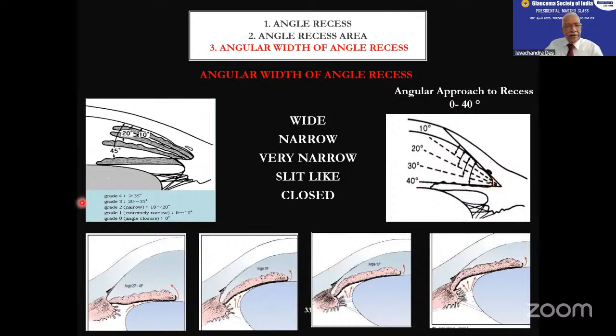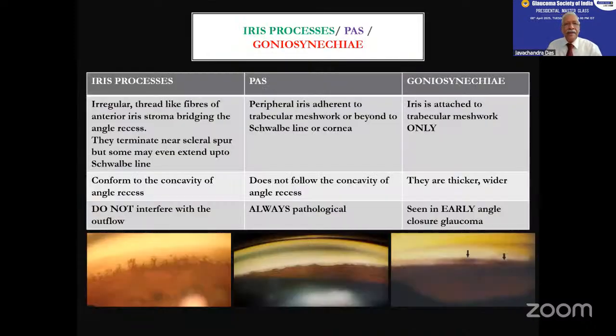If I show you the diagrams, this is the angle, which is 20 to 40 degrees. The recess is open. This is narrow, it is 20 degrees, and this is 10 degrees, the angular width of the angular recess, and this is closed, 0. Right? So this is the angular width of the angular recess. There are other confusions like iris processes, sparse, and gonosynechiae, but I won't take much time on this.